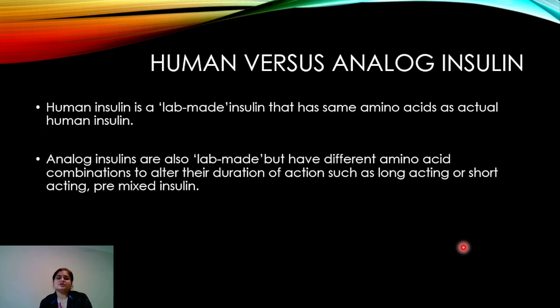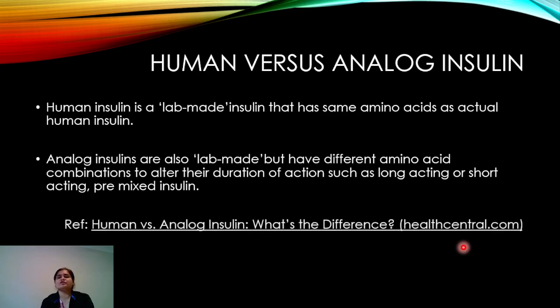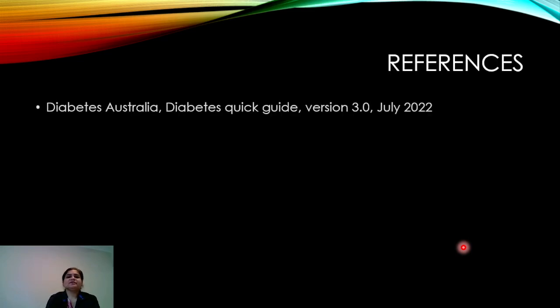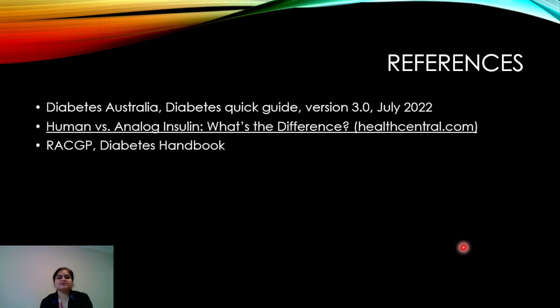So based on the duration of their action, there may be differences in their amino acids, and some insulins, premixed insulin, are also analog insulin. And some studies have found that analog insulins give tighter blood glucose control compared to human insulin. So that's why in practice we are seeing more use of analog insulins like NovoMix, Ryzodeg compared to the human insulins. So these are the references that I've used for this presentation.